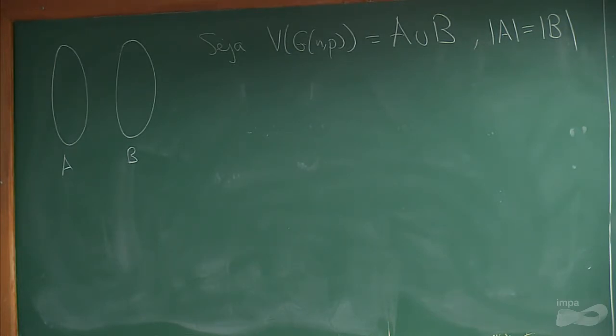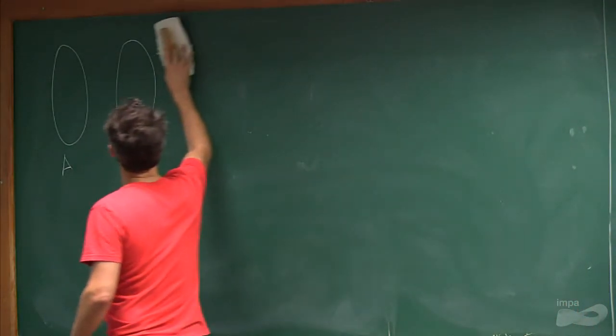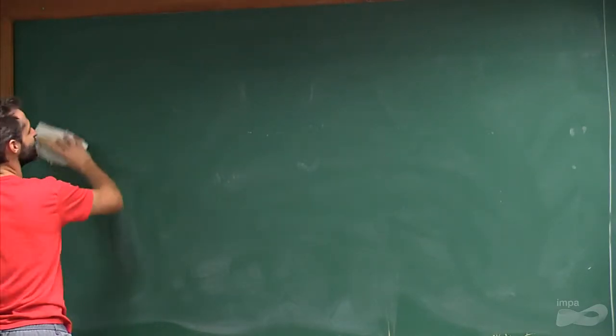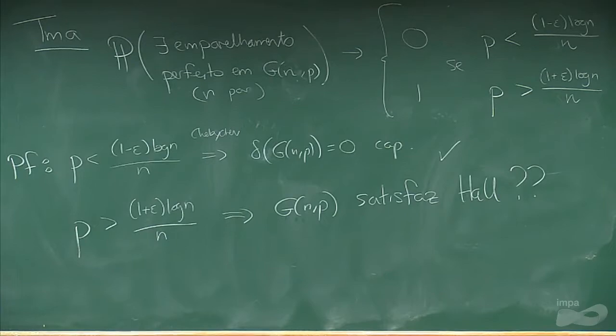I don't normally prove this in class, but I thought it would be fun to do it because we're doing Hall. So no, sorry, we have to be a bit more clever. This is not going to work. Okay, good. Let's try and be a bit more clever. If we do that, we've thrown away half the edges and we're dead. So, what can we do?